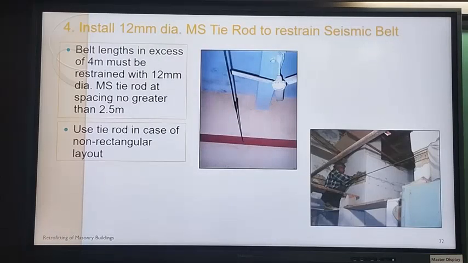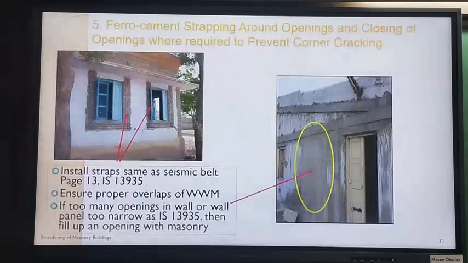Also, we have been using some tie rods. A lot of times the walls are very long, then the belt itself is also too long. So, although the code doesn't say anything about tie rods, we have been using them, and I think it's a good practice. Alright. Okay, then comes openings. So encasing of openings, basically using, once again, the weld wire mesh, ferrocement. And then this is connected, if there is any chhajja on the top, then it has to be connected with proper dowels there.